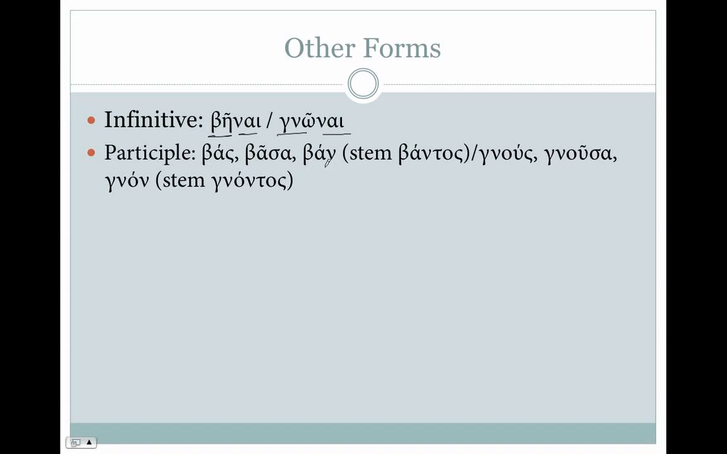Participles, βάς, βᾶσα, βάν. The stem is βάντος. No problem declining this. It's like πᾶς, πᾶσα, πᾶν, but with a beta. And the participle of γιγνώσκω, γνούς, γνοῦσα, γνόν. The stem is γνόντος. So the important thing is to recognize that both of these have a tau in the stem. So the stem for βάς, βᾶσα, βάν is βαντ, and for γνούς, γνοῦσα, γνόν, the stem is γνοντ.